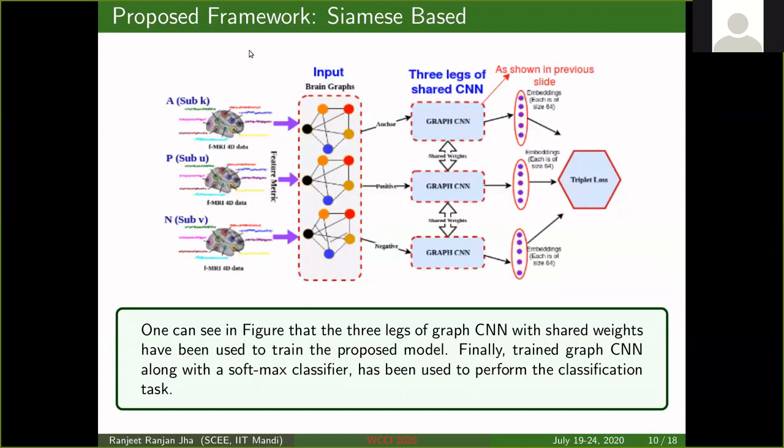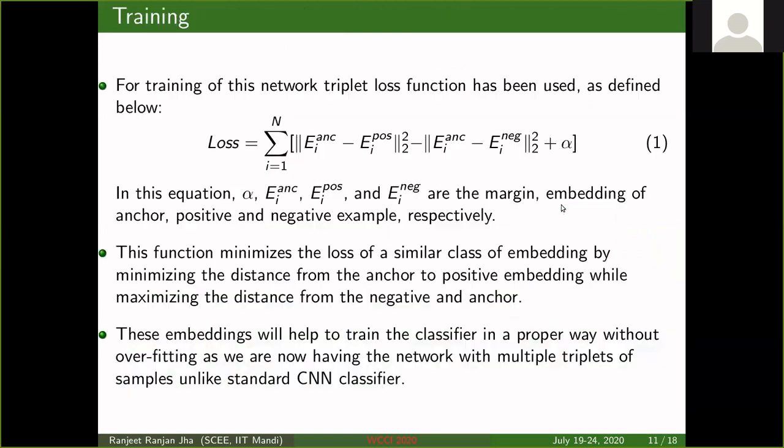Now, we have trained our network in a Siamese fashion. Here we provide three things: anchor, positive, and negative. The class of anchor and positive are the same, but the class of anchor and negative are different. We provide these to three shared networks. This is the graph CN that I already discussed before, and each shared network gives one embedding of size 64, and finally we apply triplet loss on these.